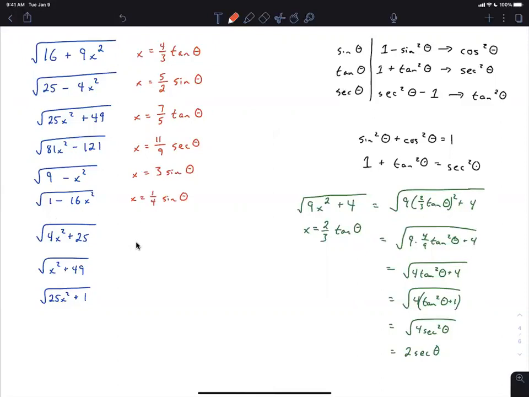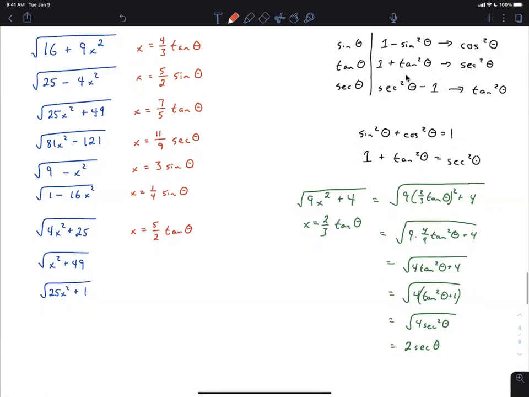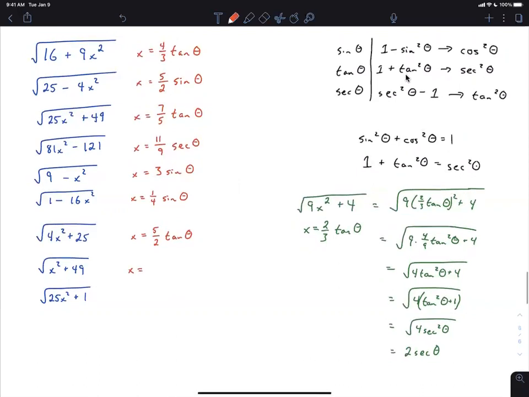On the next one, we want to get rid of the 4 and end up with 25. So we're going to put a 2 on the bottom, a 5 on the top. We're going to end up with a trig function squared plus 1, so we're going to start with tangent and end up with secant squared. Next one, same idea. Nothing to cancel, and we want to end up with 49, so either 7 or 7 over 1. And again, tangent.